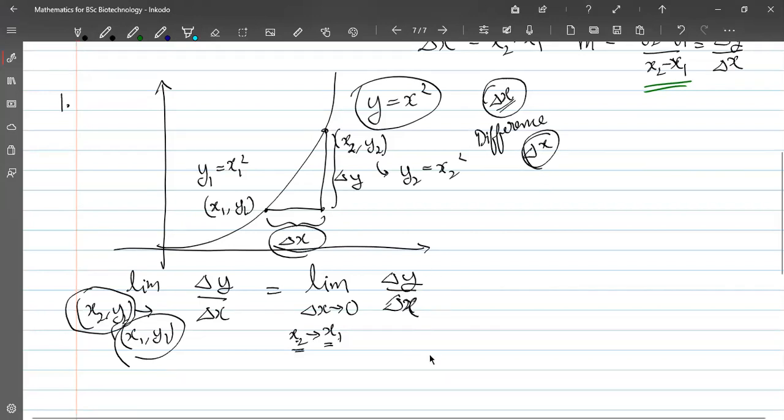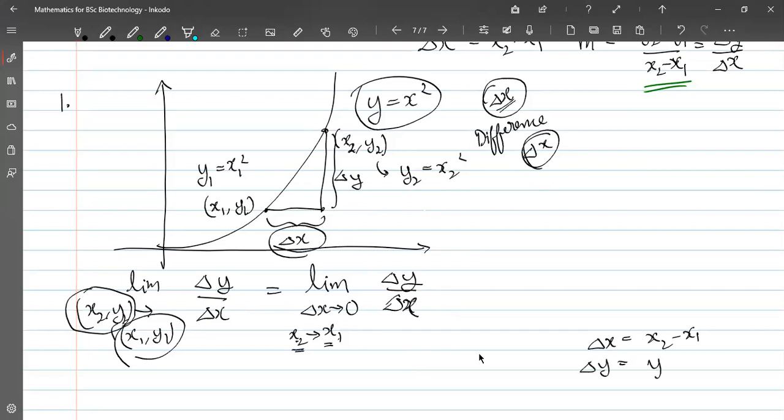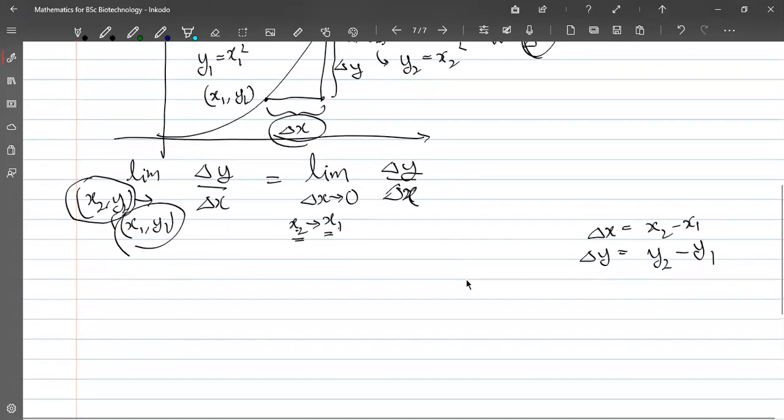So we want delta y in terms of delta x, but we have already written what delta x is. It is x2 minus x1. And what is delta y? y2 minus y1, right? Now, if delta x is x2 minus x1, we can write x2 is equal to x1 plus delta x. That should be clear.